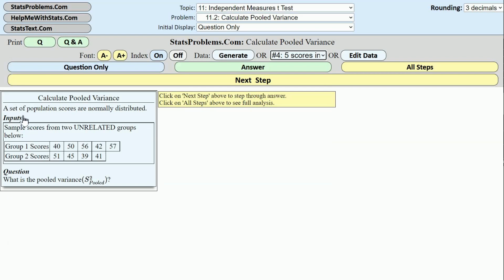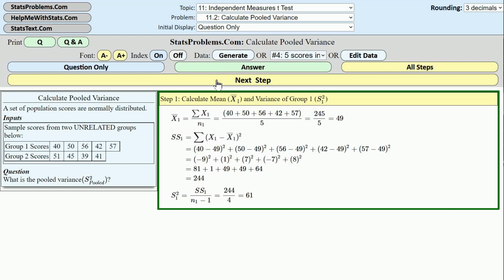A set of population scores is normally distributed. Sample scores from two unrelated groups, below. Scores in Group 1 are 40, 50, 56, 42, and 57. Scores in Group 2 are 51, 45, 39, and 41. What is the pooled variance, S squared pooled? Let's step through the solution by clicking on the Next Step button.